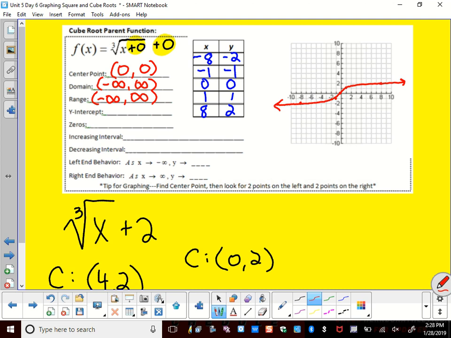My y-intercept, where am I crossing the y-axis? At 0. Yep, I can tell that from my graph, and I can tell from my table because I'm looking for where x is 0. That's my y-intercept. Same for my 0. Where am I crossing the x-axis? 0.